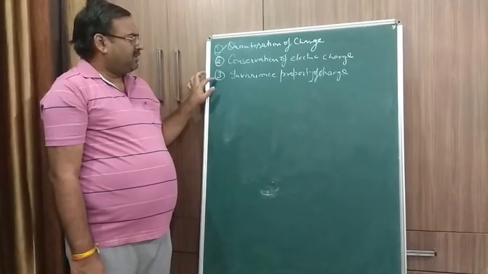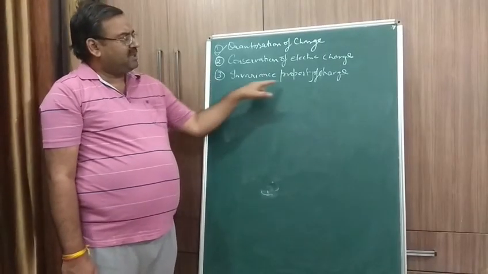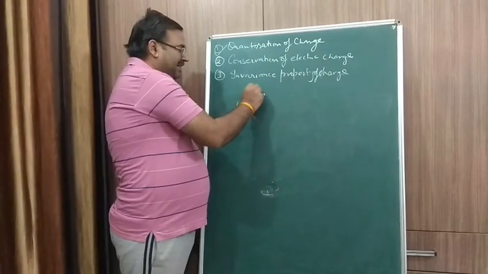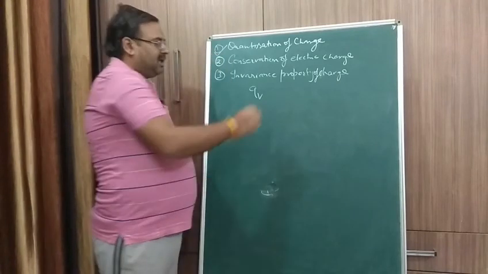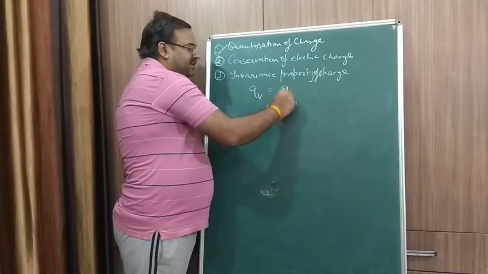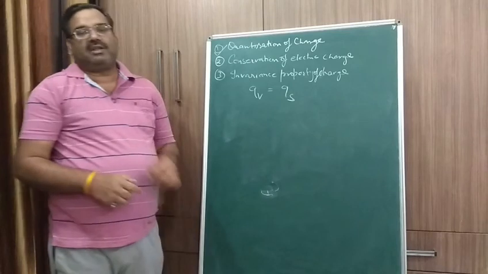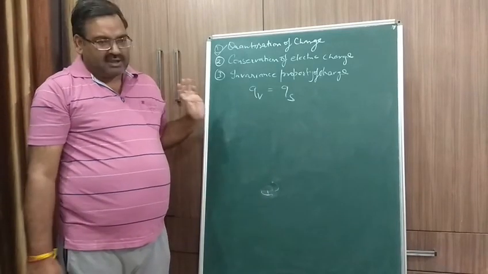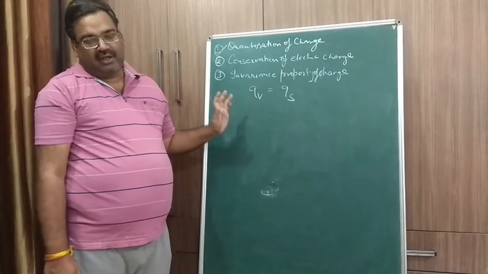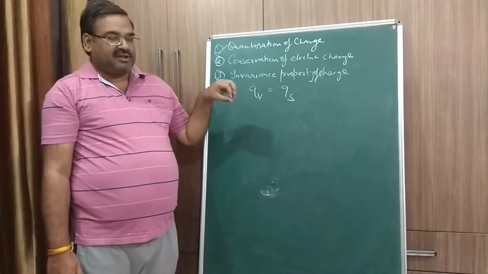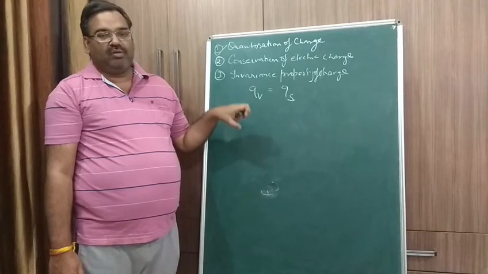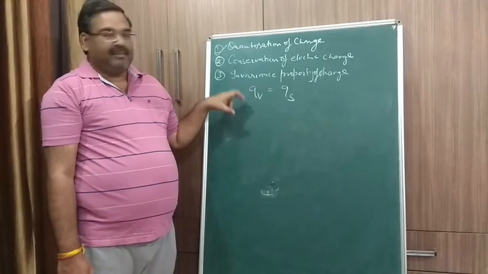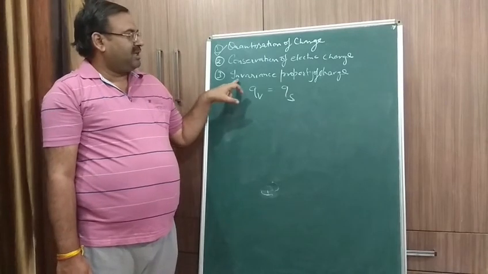The third property of the charge is invariance property of charge. It means that when the charge is in motion, that is kinetic charge, and when the charge is stationary, the value of the charge does not change. Is it clear? When the charge is moving with a certain velocity and when it is stationary, the numerical value of the charge does not change. It remains the same. So this is known as invariance property.